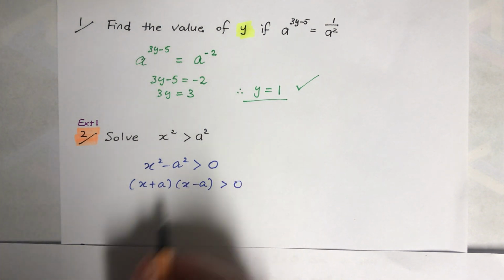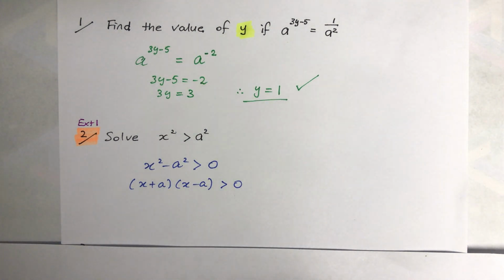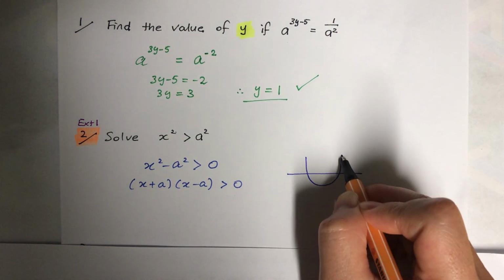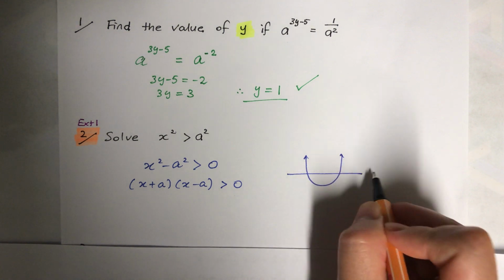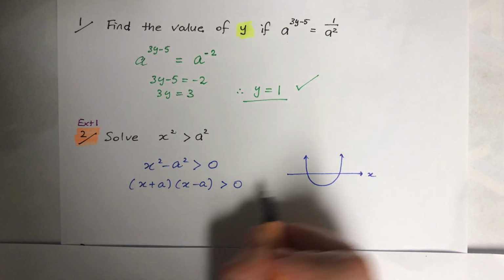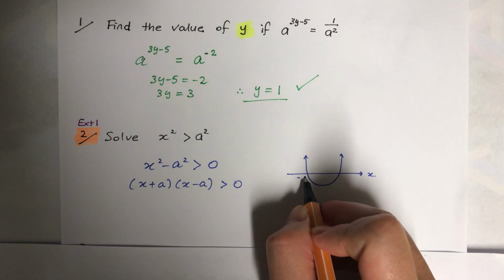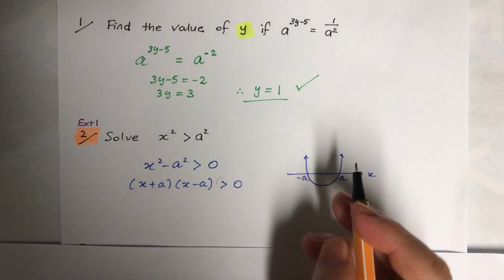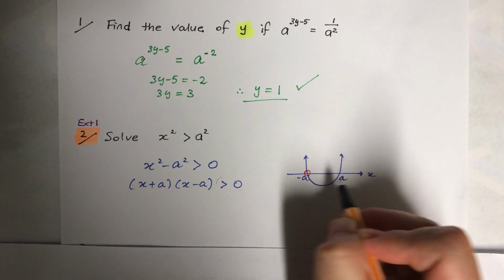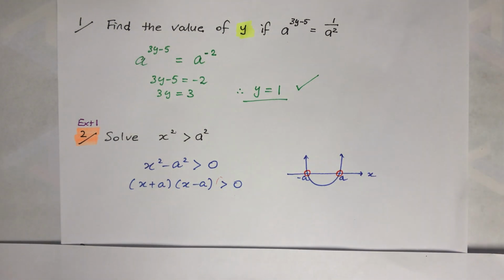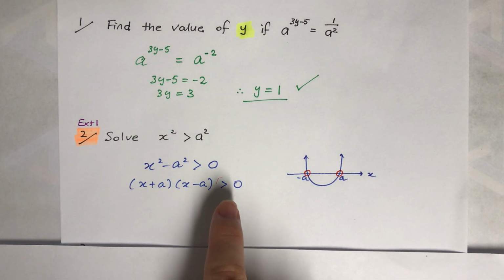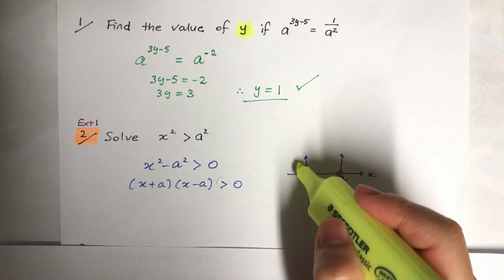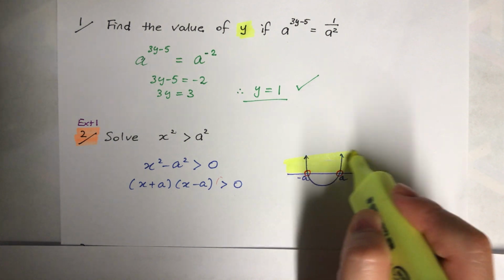Now this is a parabola, concave up, and I'm just going to sketch this, and that's x, and my critical points are minus a and a. And this is less than 0, not equal to, so it's all open. Now it's bigger than 0 actually, so it's going to be above here.